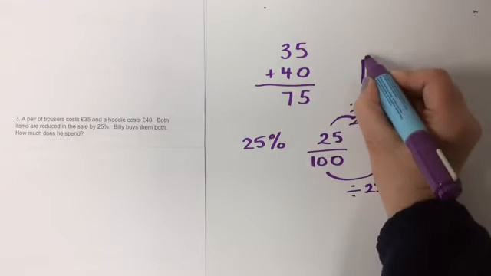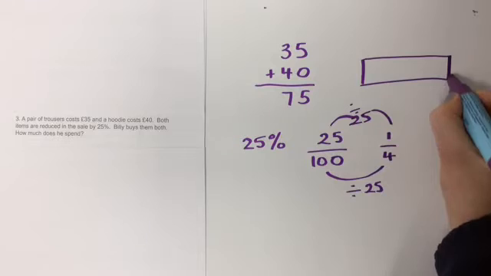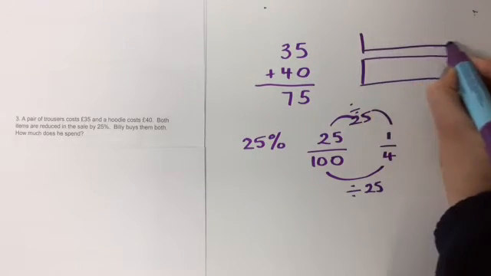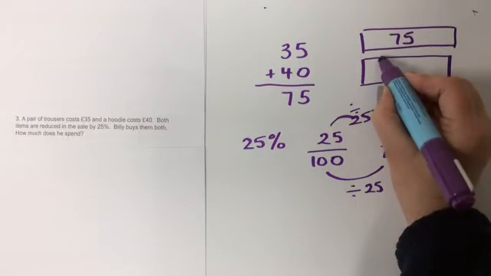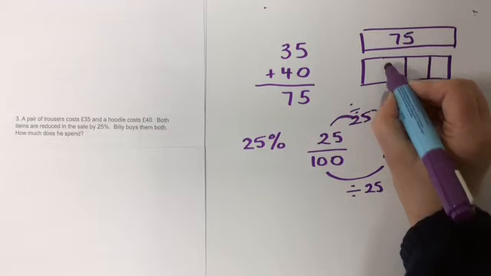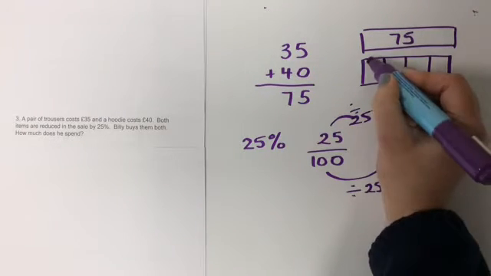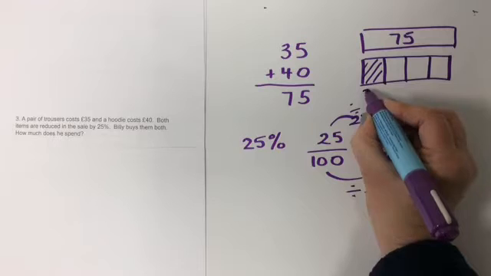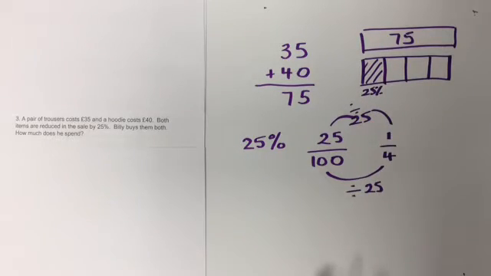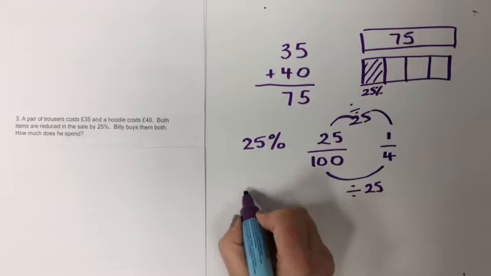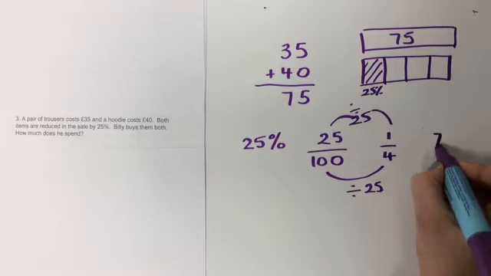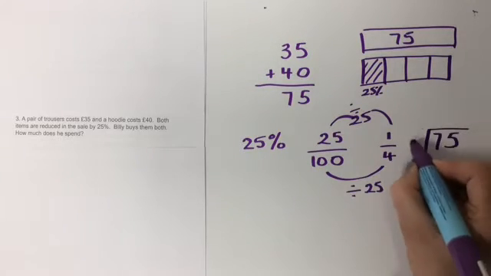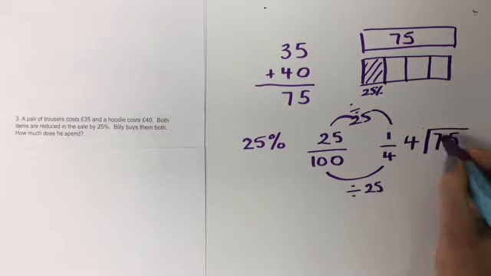So I will have my bar here. This is my full bar of 75, and this one is split into 4 pieces. So what is one section? That's my 25% going to be. So I can go 75 on a bus stop. 75 divided by 4. 4s into 7 go 1, carry 3 left over.